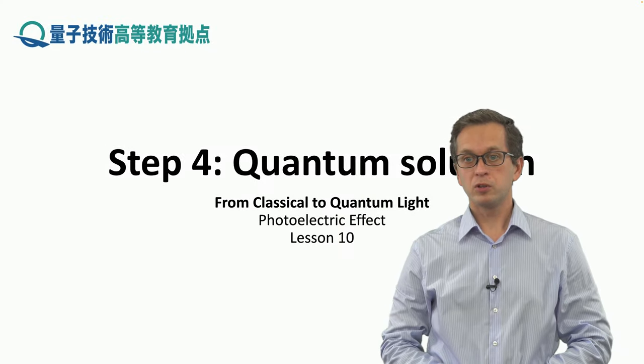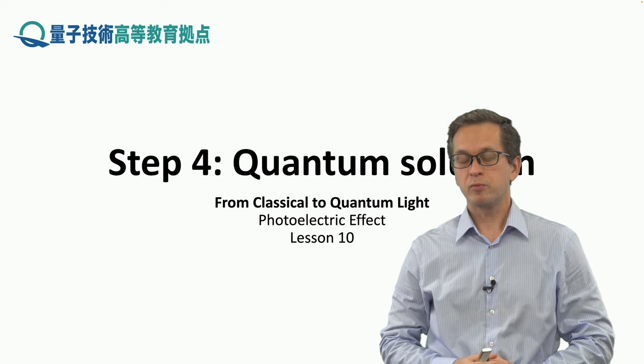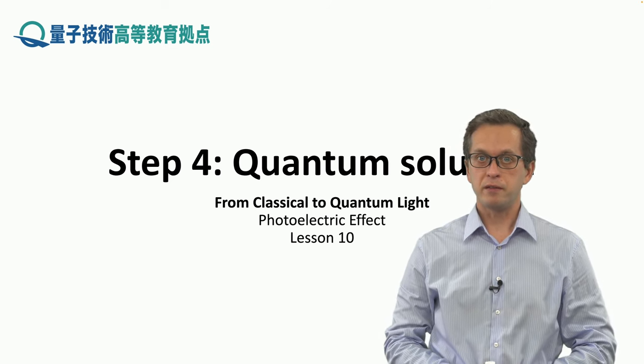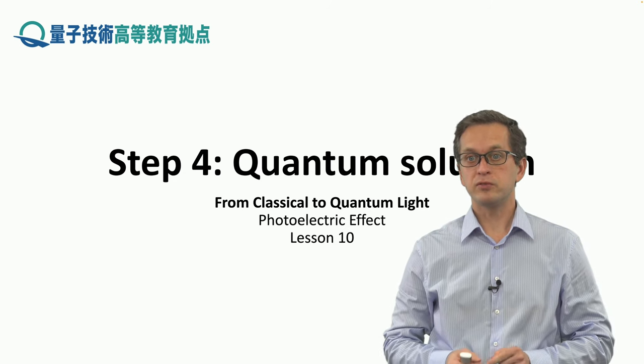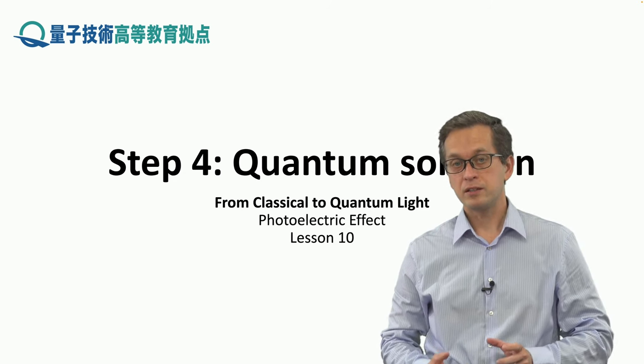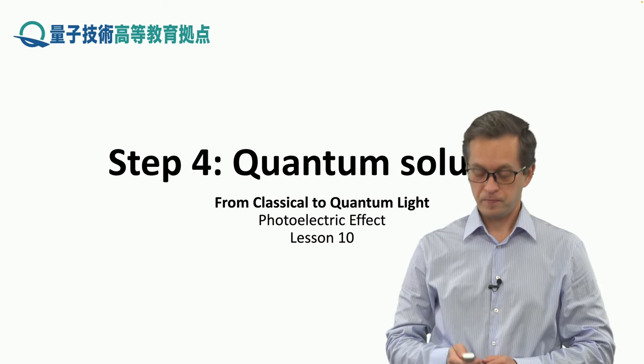Step 4, quantum solution. In the previous step, we presented the wrong predictions of classical electromagnetic theory about the photoelectric effect. Now it's time to see how to fix all these problems and how we have to adjust our understanding of electromagnetic radiation.